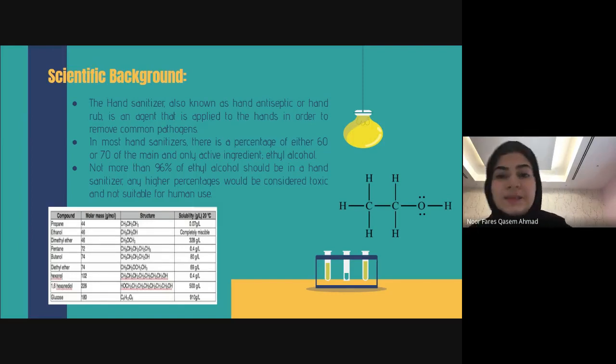Now, no more than 96% of ethanol alcohol should be present in a hand sanitizer because any higher percentages would be considered toxic and not suitable for human use. Here we have the solubility of the hand sanitizer and the Lewis structure of ethanol alcohol as well. And hand sanitizers are widely available in various forms, such as foam, gel, or even liquid.